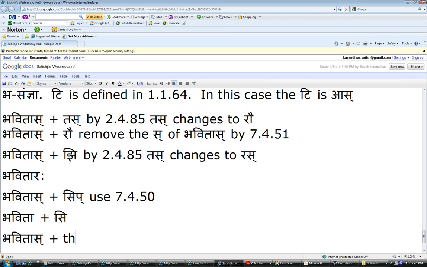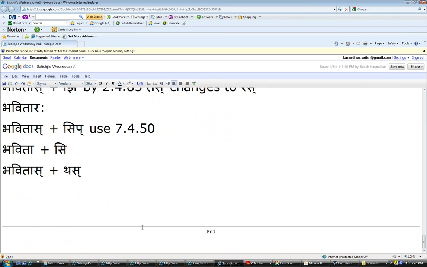There's no rule to apply here. Of course, you cannot apply the sasajusho rule for the tas because it has to be padanta sakara. See, now you know why the sasajusho rule requires padanta sakara. Otherwise, this also will start becoming ru and all that. We don't want that. So anyway, bhavitas thaha, and the next thing also the same, bhavitas tha. So nothing special in these two forms.